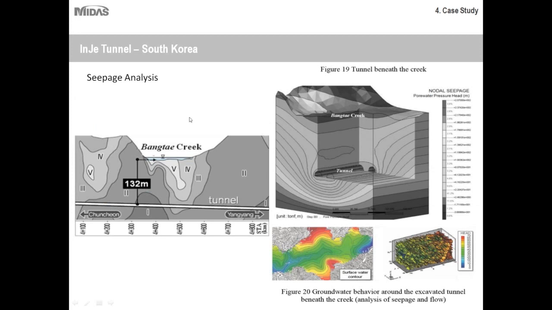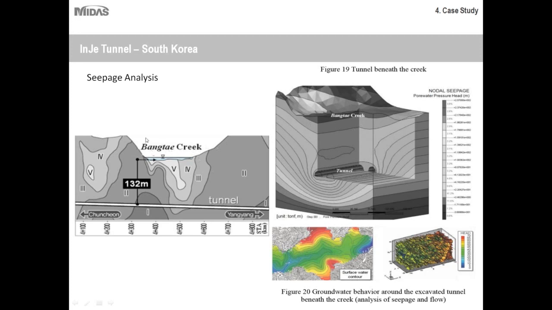And they were able to take into account every sort of variable to keep in mind. So in addition to the analysis types that I mentioned, there was also a seepage analysis. The tunnel itself was built about 132 meters beneath a creek, and depending on the season, the water level of that creek would rise and fall. Because of this additional layer of complexity, a seepage analysis needed to be done to take into account the effects of water pressure on the tunnel.